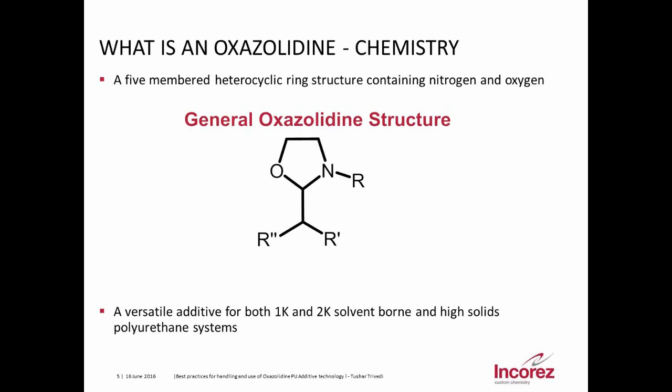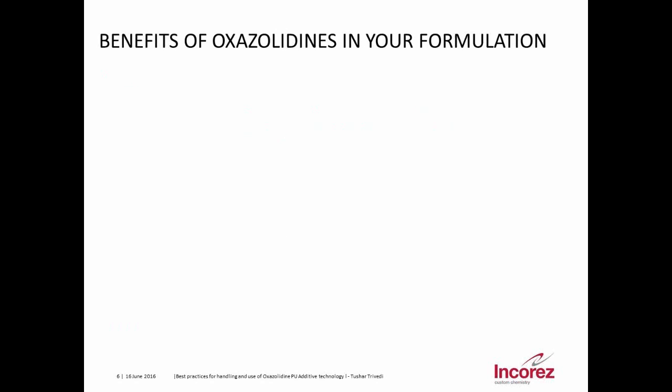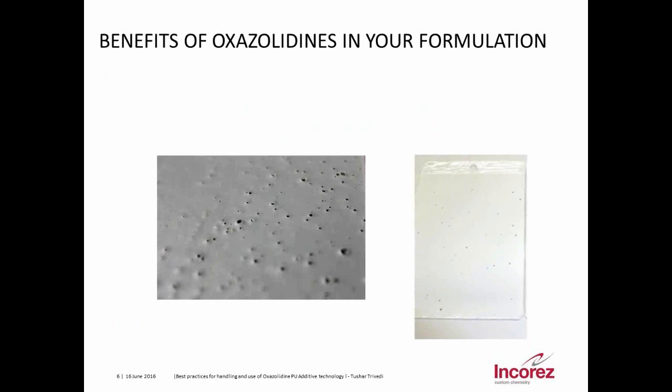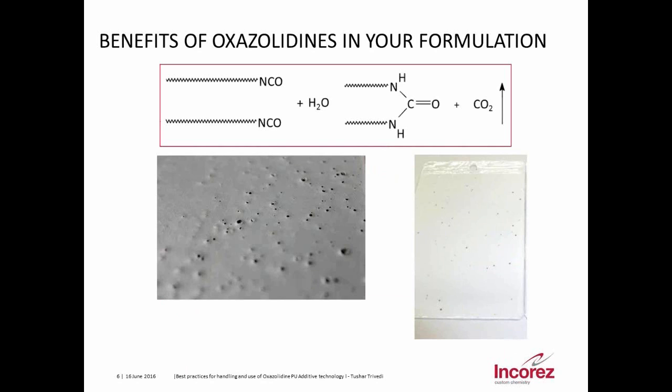Now, what are the benefits of oxazolidine in your formulation? But before we move on to benefits, let's discuss the defects which you see day in, day out when you formulate a PU coating. The main defects are pinholes and blistering. As a PU formulator, it is very important to understand the cause of these defects. The main cause is this reaction, as shown here.